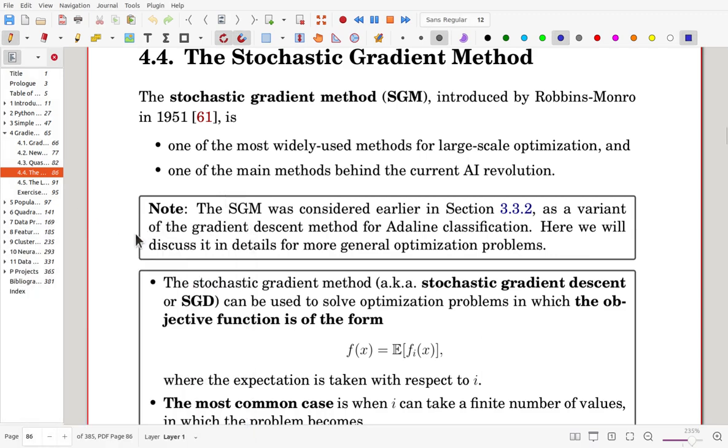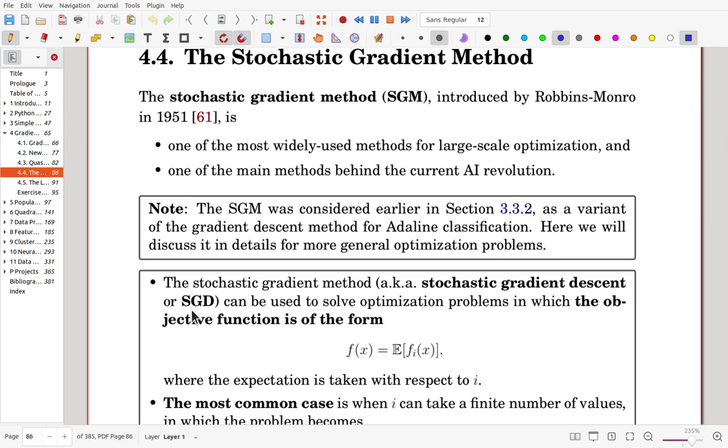The method was considered earlier in section 3.3 as a variant of the gradient descent method for Adaline classification. Here we'll study it in detail for more general optimization problems. The method is also called the stochastic gradient descent method, and we use SGD as an abbreviation.